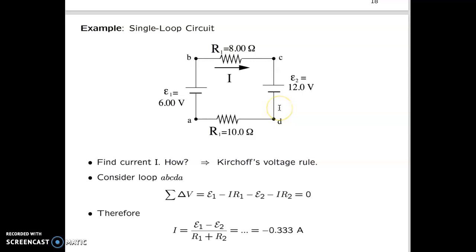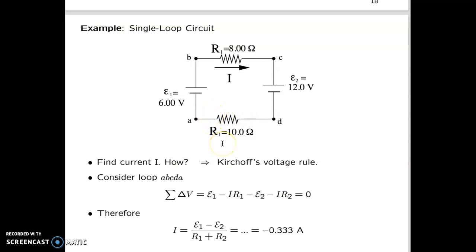Okay? So, question is, which battery wins? What direction is the current actually flowing? In this case, you could probably guess the 12-volt battery is going to win. But let's say we don't know that. I'm going to guess that the current flows clockwise. So, for example, between point B and point C, the current flows from left to right across this 8 ohm resistor. Down here, that would mean the current is flowing from right to left.